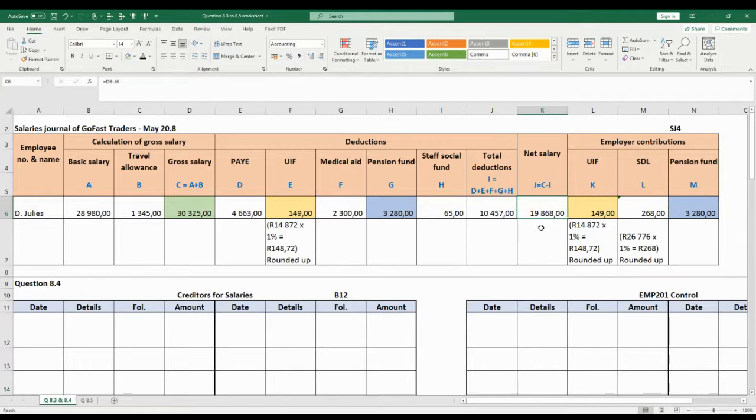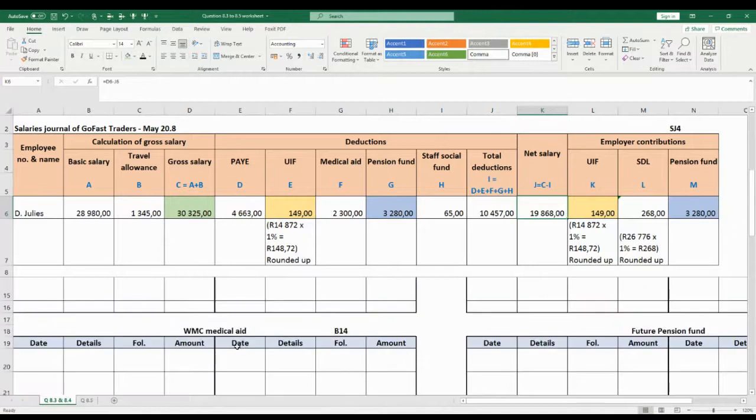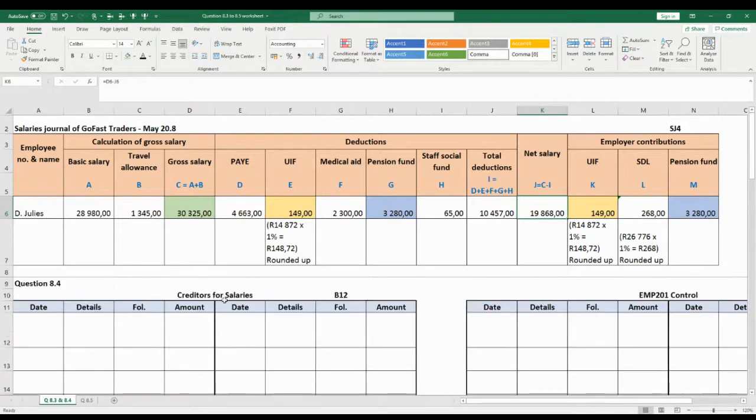Okay, so question 8.4, which should be in your textbooks on page 244 to 245. It asks for post the salary journal, so this journal that you've now completed here at the top, and they ask to post it to the general ledger. So when they talk about the general ledger, we are talking about your T accounts. That looks as follows. So you've got the header at the top, which is your account name.